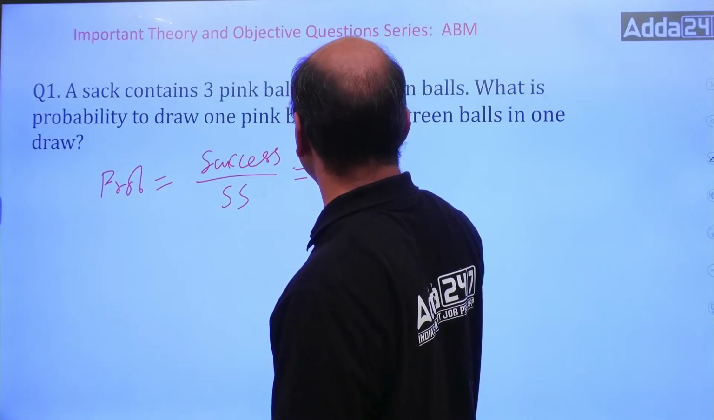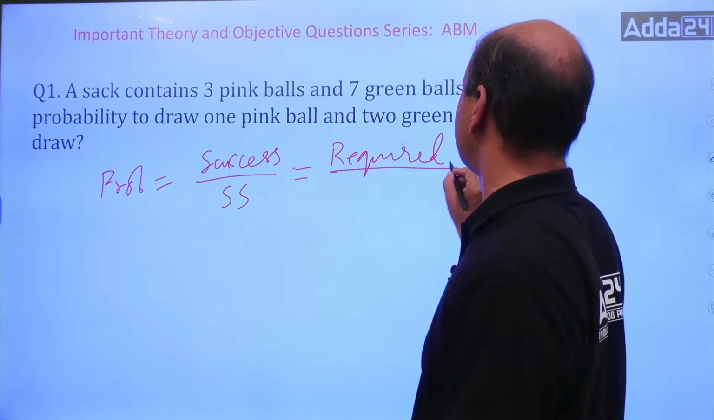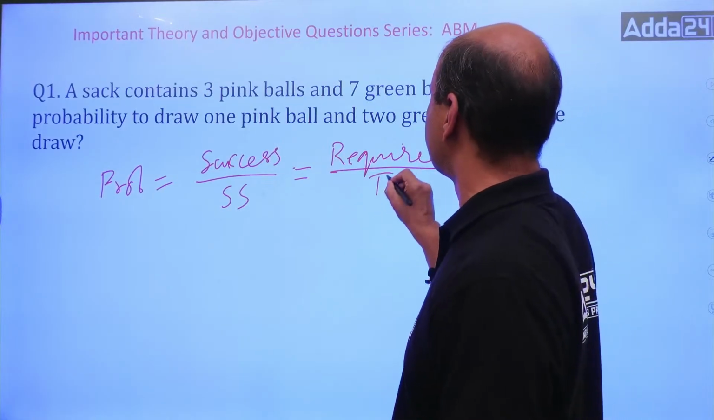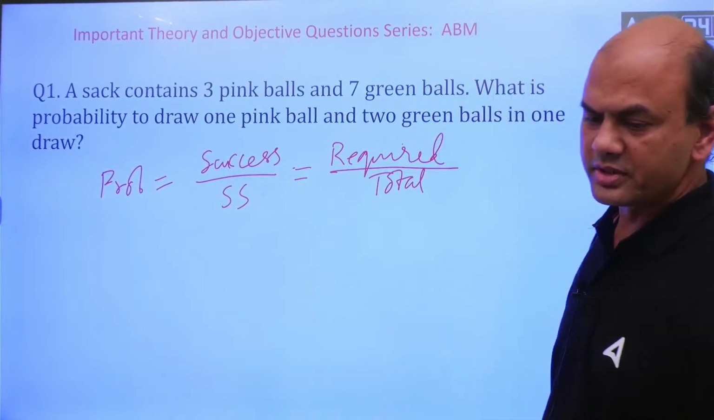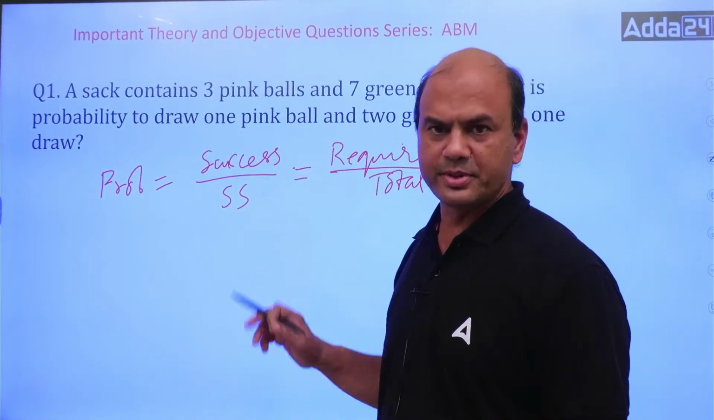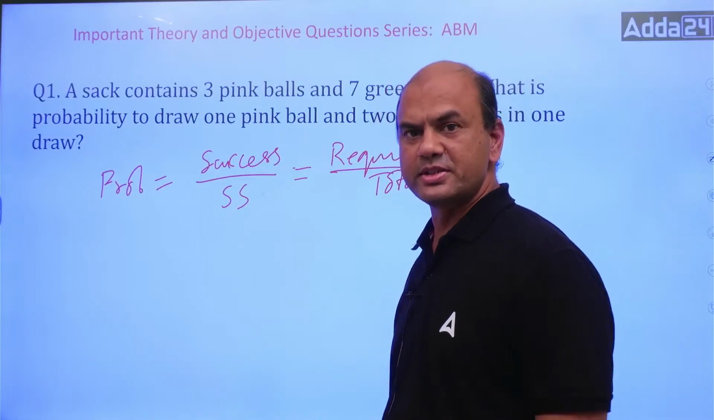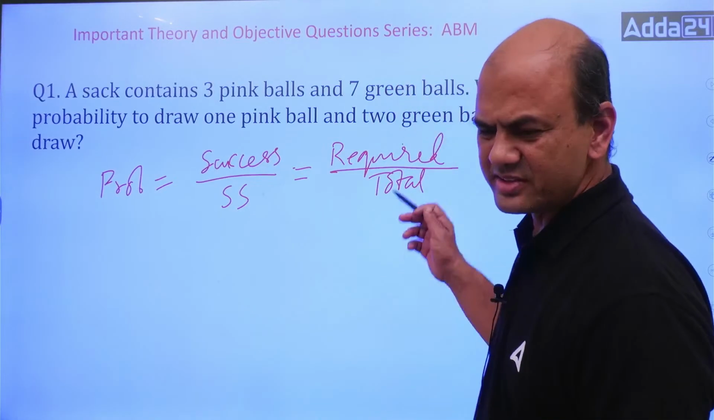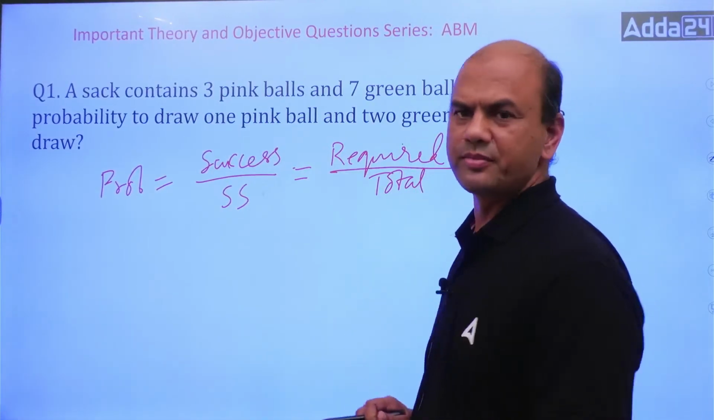What is required? Divided by this, total. It's simpler. Generally in books they use success upon sample space, chances of success upon total sample space. I use simple language: what is required by me and what is the total.